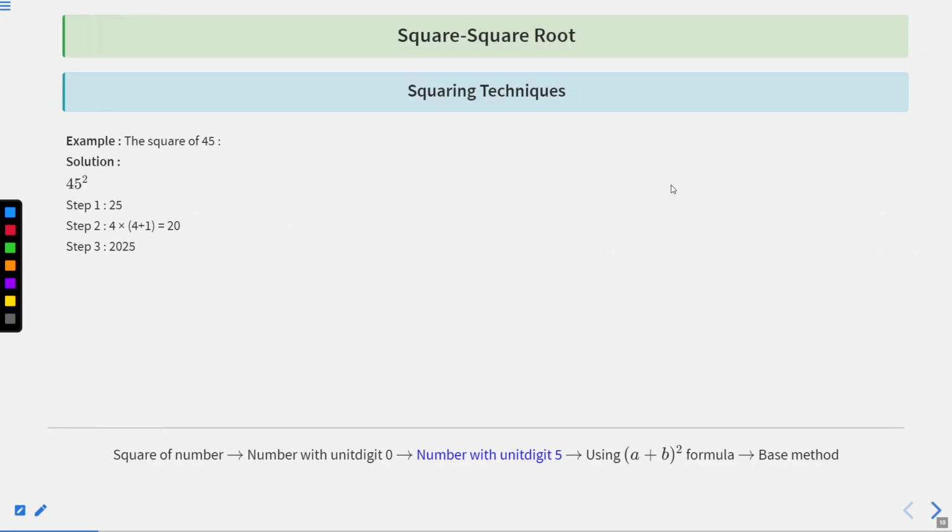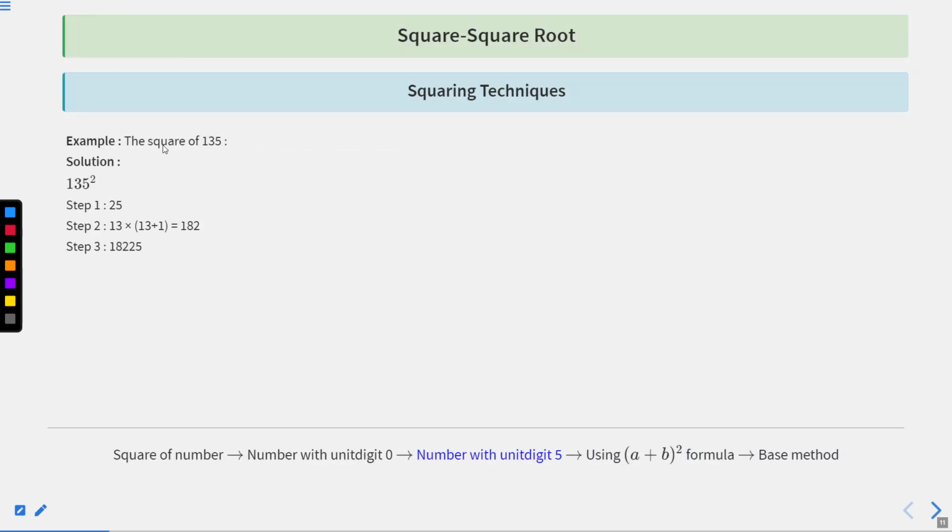For example, you want to compute the square of 45. The last digit is 5. So 5 square is 25, that is known. Now take 4 and multiply it with the number after 4, that is 5, that is 4 plus 1. So it will be 4 into 5, that is 20. Now just write 20 and write 25 at the end. So that will be 2025.